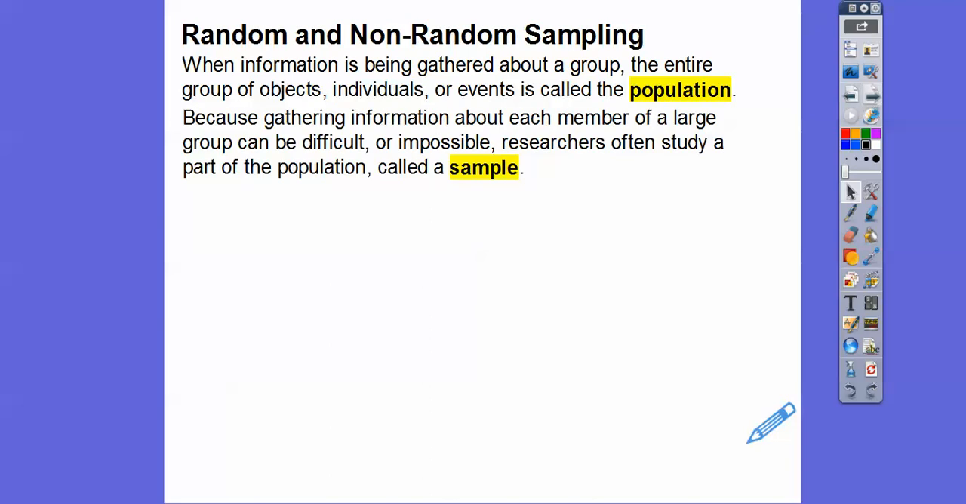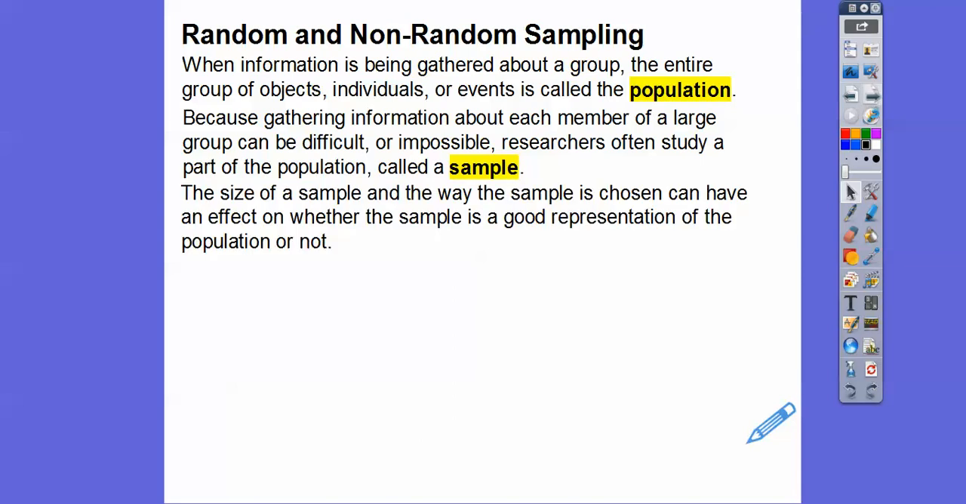Because gathering information about each member of a large group can sometimes be very difficult or even impossible, researchers often study a part of the population, which is called a sample. The size of the sample and the way the sample is chosen can have an effect on whether the sample is a good representation of the population or not.